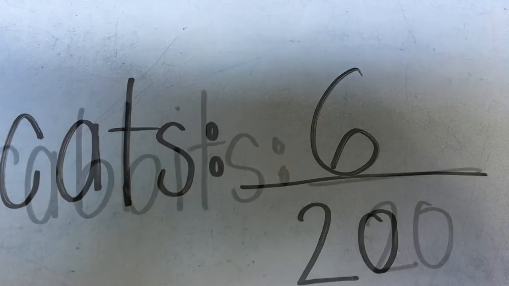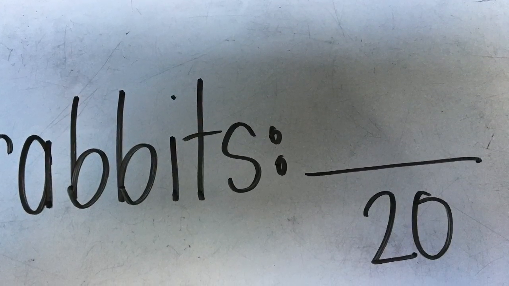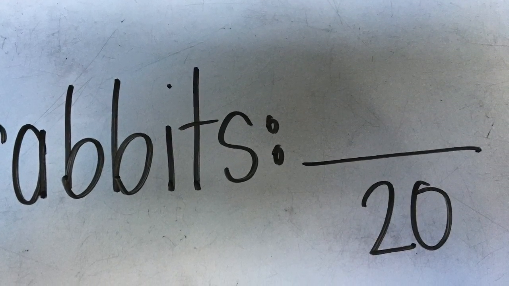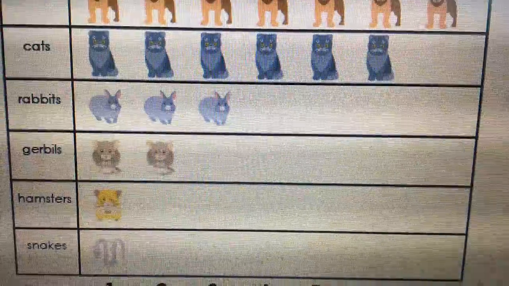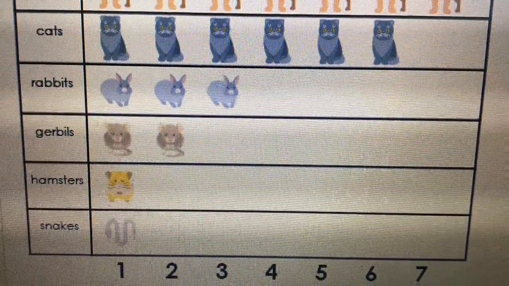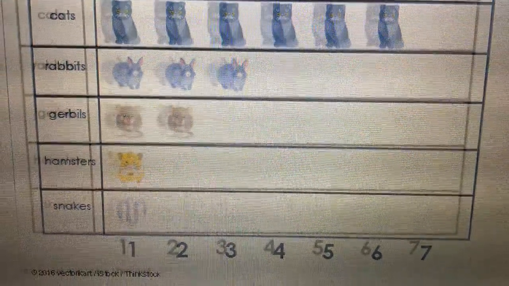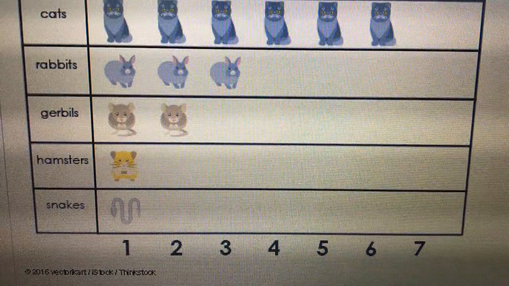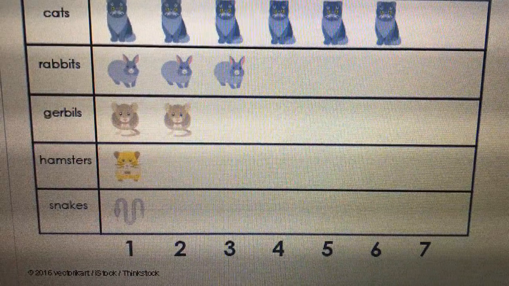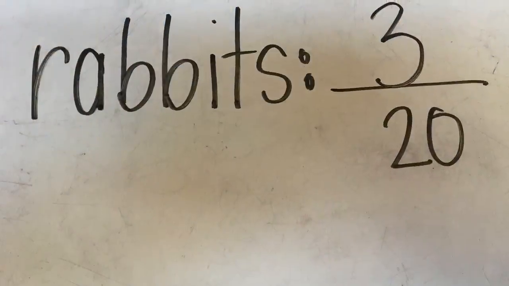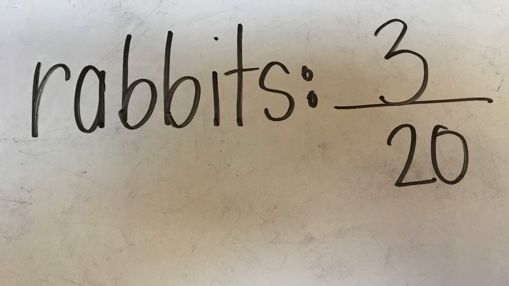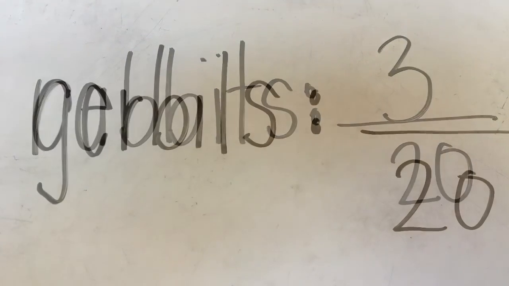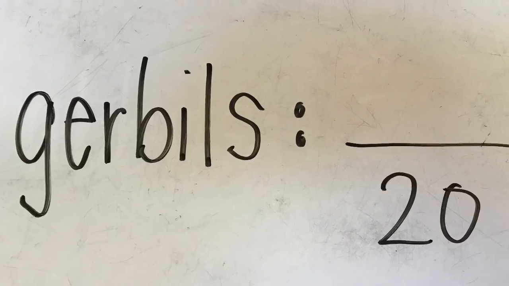So we're going to go down the line here. We're going to look at rabbits. Remember, our denominator is 20. We're going to go over to our graph and look at rabbits. It's real simple to see. Boom, boom, boom. You can count. There are 3. You could also just slide down to the bottom of the graph and look. So there are 3 rabbits. 3/20 rabbits.